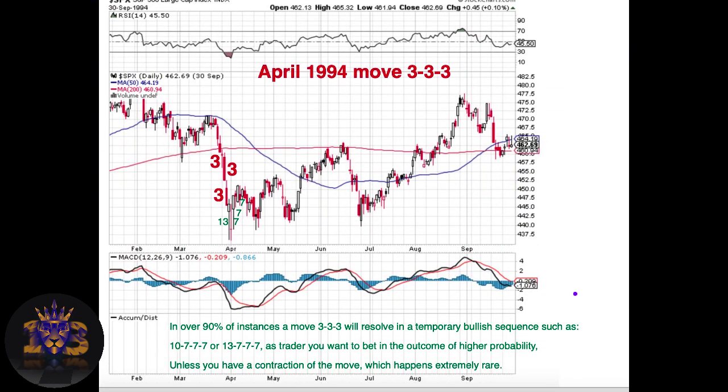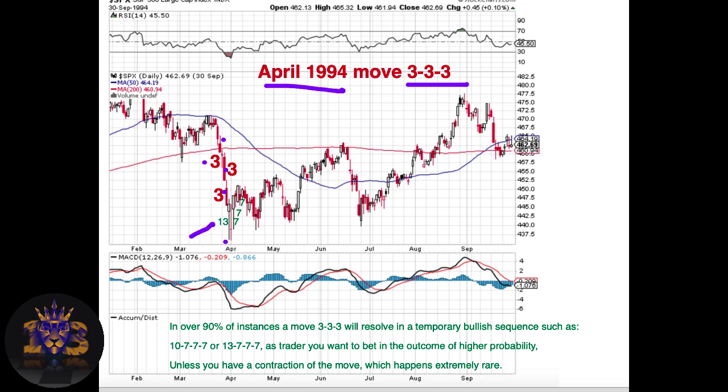So for example, to give you a good historic example, we're looking now at April 1994, where we had a move 3-3-3. A couple of prior candles there are not 3 moves. Here's move 2, for example. But if we're focusing on these last 3 candles, they're 3-3-3 moves. And you can clearly see that after that, the market sets a low.